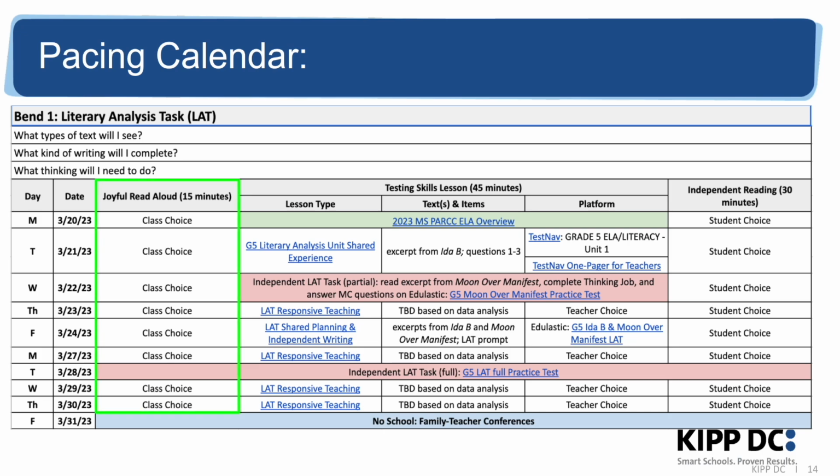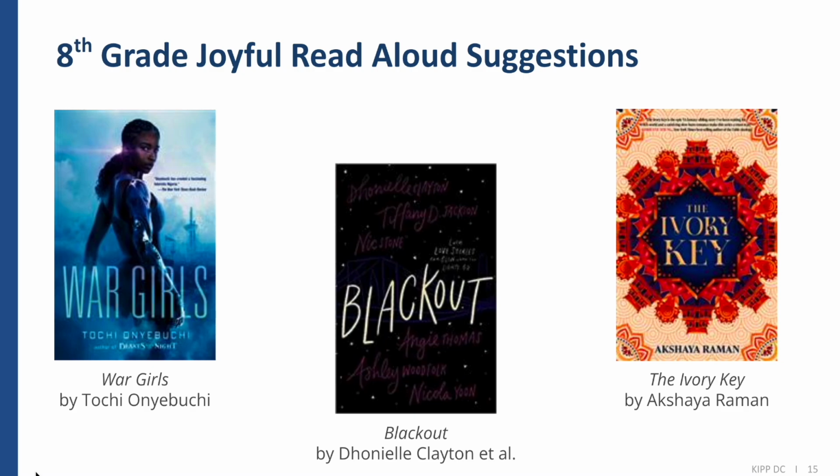Like we mentioned before, we'll start with a joyful read aloud every day. This is a class choice. This is something that you want to read out loud, that your students also want to read out loud. And we will give 30 minutes of our block to student choice independent reading. Here are 3 novels that you can use for your read out loud. These novels are texts that we haven't used in our curriculum, so students may not be familiar with.